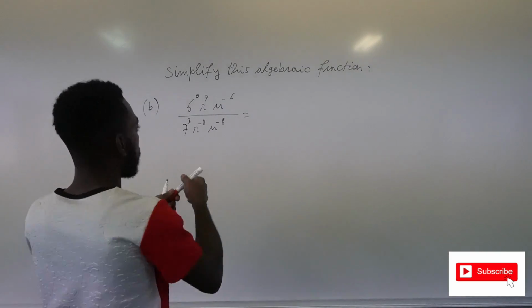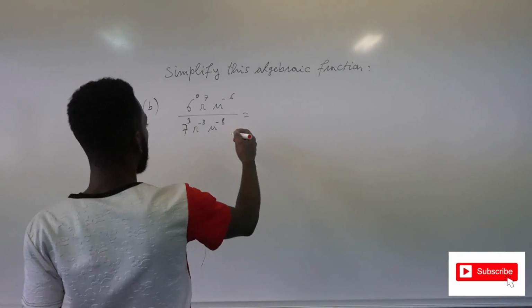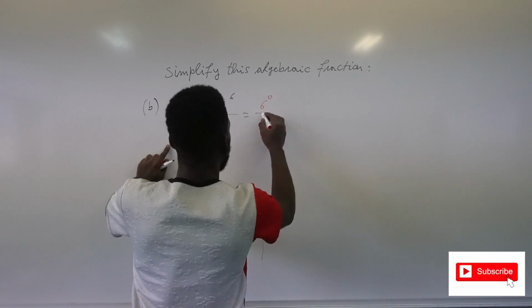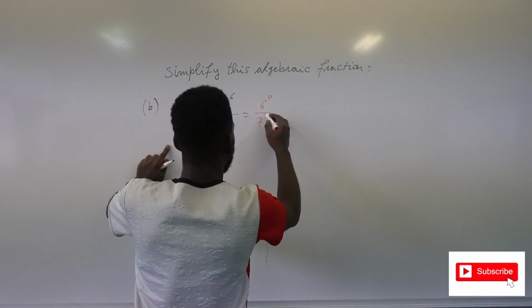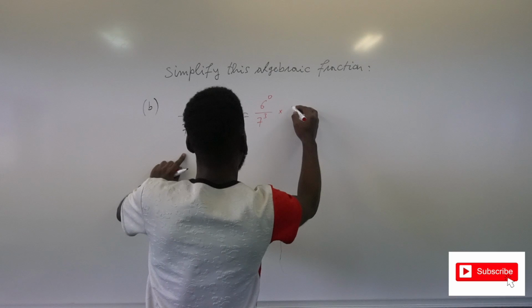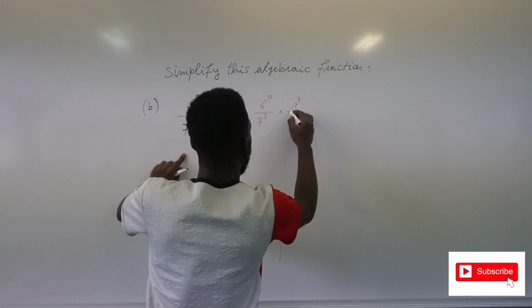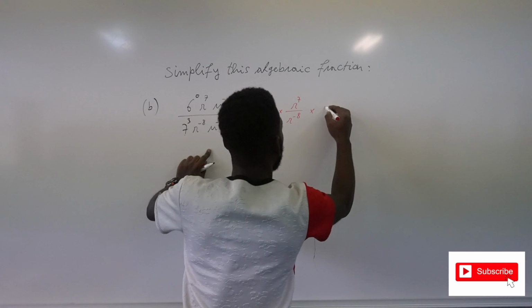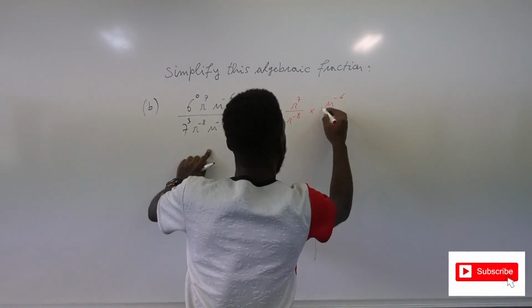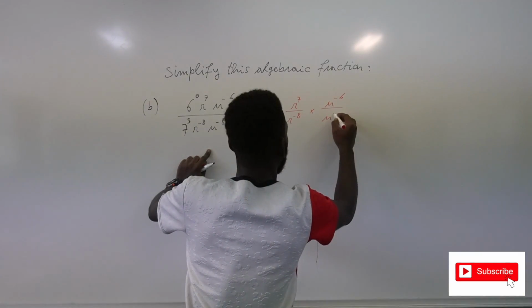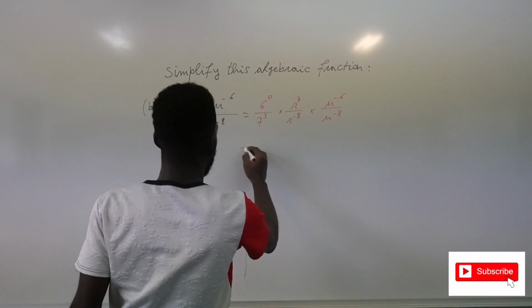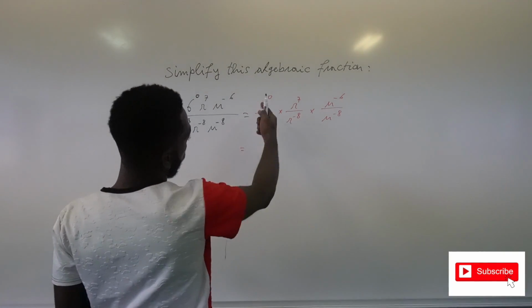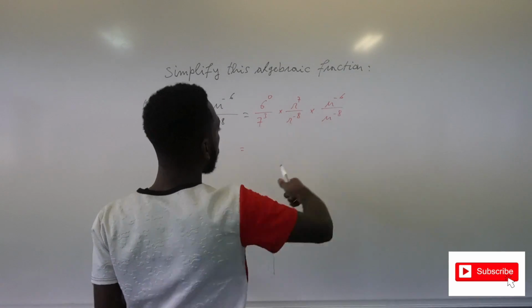Right, let's get started. So my first line will be something like, breaking this down, 6 to the power of 0 over 7 cubed, times r to the power of 7 over r to the negative 8, times u to the negative 6 over u to the negative 8, right? So this is my first line. Now my second line is to try to evaluate or simplify each of them, right?